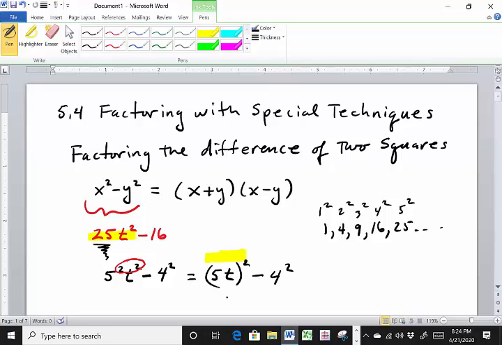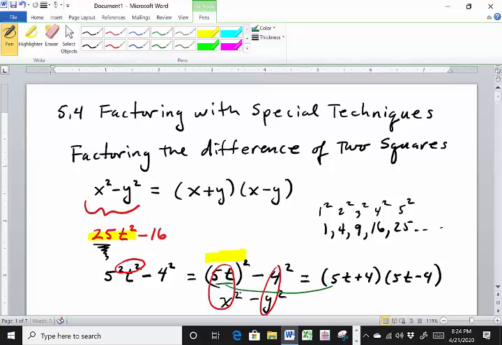So this is in the form of x squared minus y squared, right? The x is actually the 5t, and the y is the 4. So this factors to 5t plus 4, 5t minus 4, all right? So notice that I put the 5t here, and then the 4 here, separated by a plus sign, and then the 5t and the 4, separated by a minus sign.